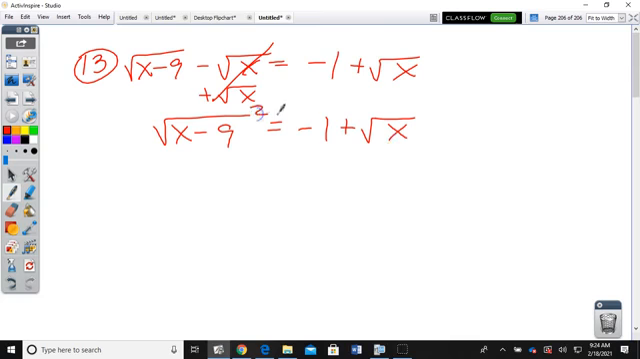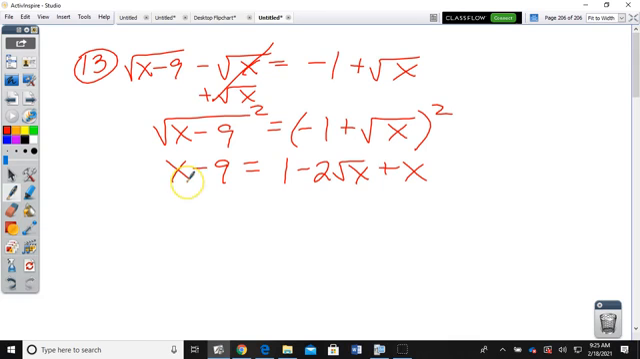Square both sides. We get x minus 9 equals 1 minus 2 square root of x again plus x. We get the same exact thing on the right side. Keep going. It goes 1 minus. The x's are the same. That x and that x go away again. We subtract 1 from both sides. Negative 10 equals negative 2 square root of x.